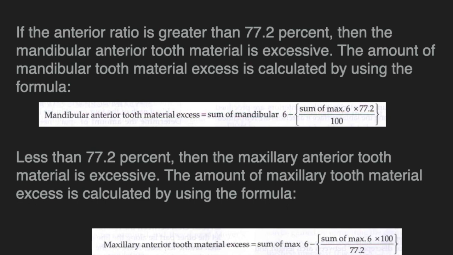The amount of mandibular anterior tooth material excess is calculated by using the formula: mandibular anterior tooth material excess is equal to sum of mandibular 6 minus sum of maxillary 6 into 77.2 upon 100. Now, if this ratio is less than 77.2%, then the maxillary anterior tooth material is excessive, and the amount of maxillary tooth material excess is calculated by using the formula: maxillary anterior tooth material excess is equal to sum of maxillary 6 minus sum of mandibular 6 into 100 upon 77.2.